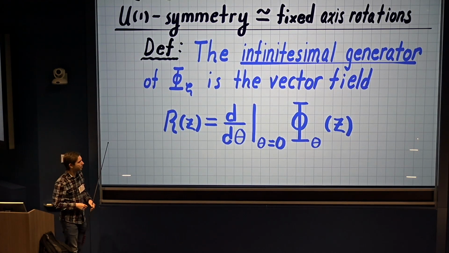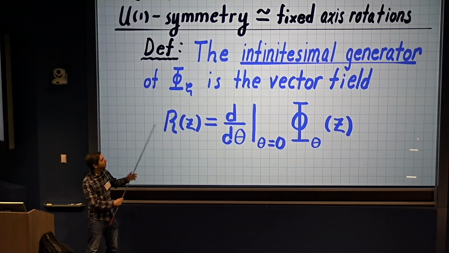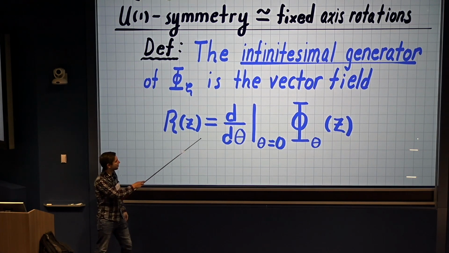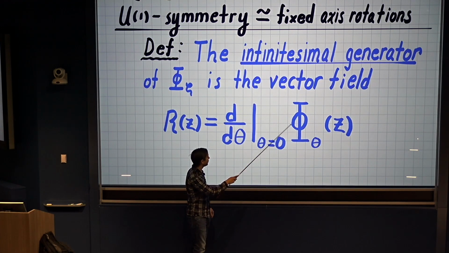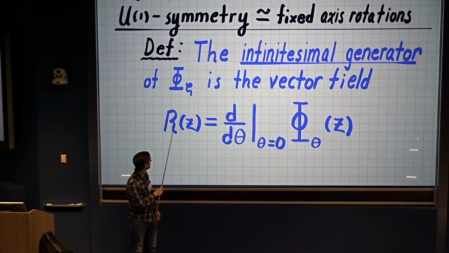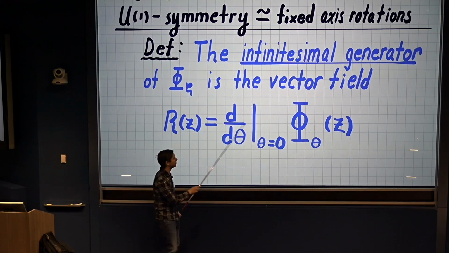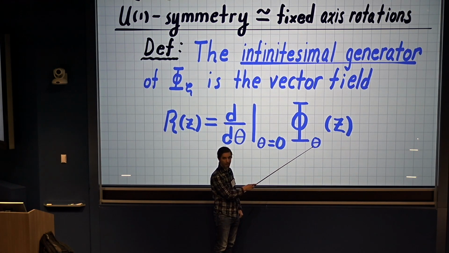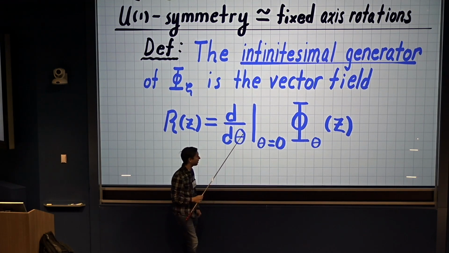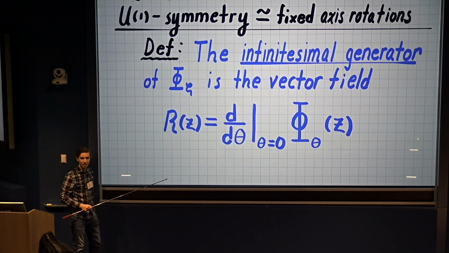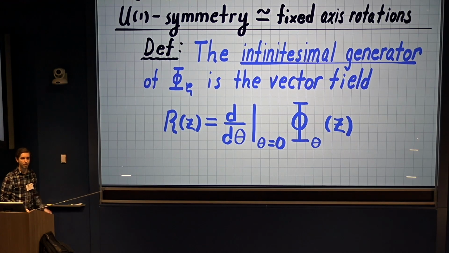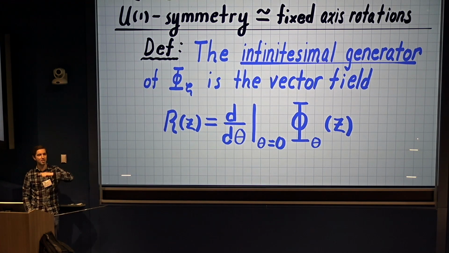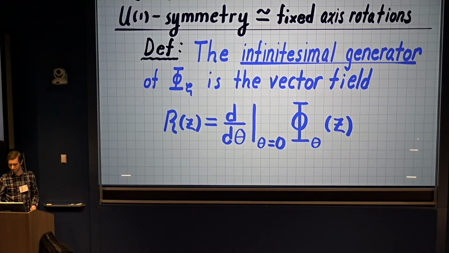And last bit of definitions here. The infinitesimal generator of one of these U1 symmetries is just this vector field. The idea is that if you want the vector field R at the point z in phase space, well, you rotate that point z by this amount theta, and then you differentiate in theta at theta equals 0. So you look at the initial theta velocity of the U1 orbit through that point. So that's the infinitesimal generator. This is the vector field that points along these U1 orbits. That's the way to think about it.